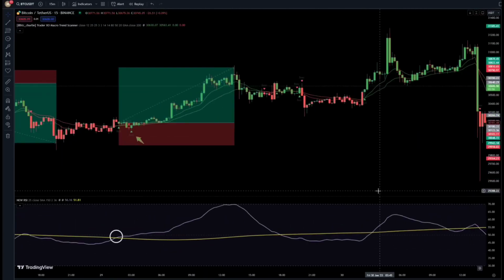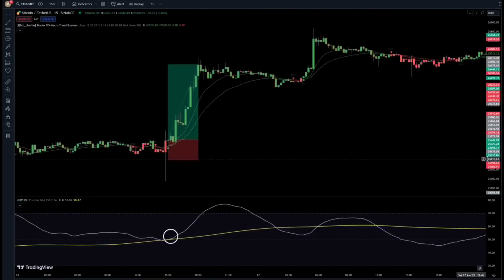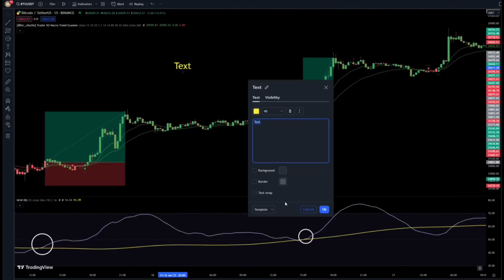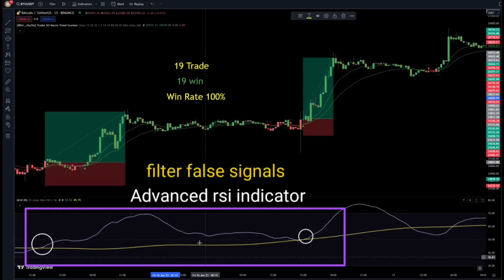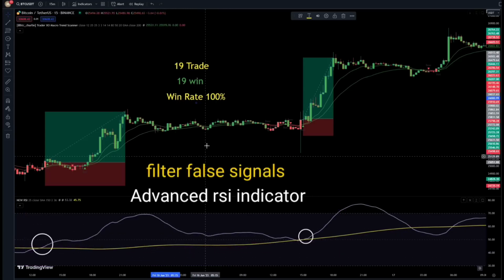Let's count the number of positions and their status. We got 19 trading positions in total, and all 19 positions ended winning. So this strategy's win rate has reached 100% here. Using advanced RSI indicator, all fake signals were filtered, increasing the win rate of a strategy up to 100%.